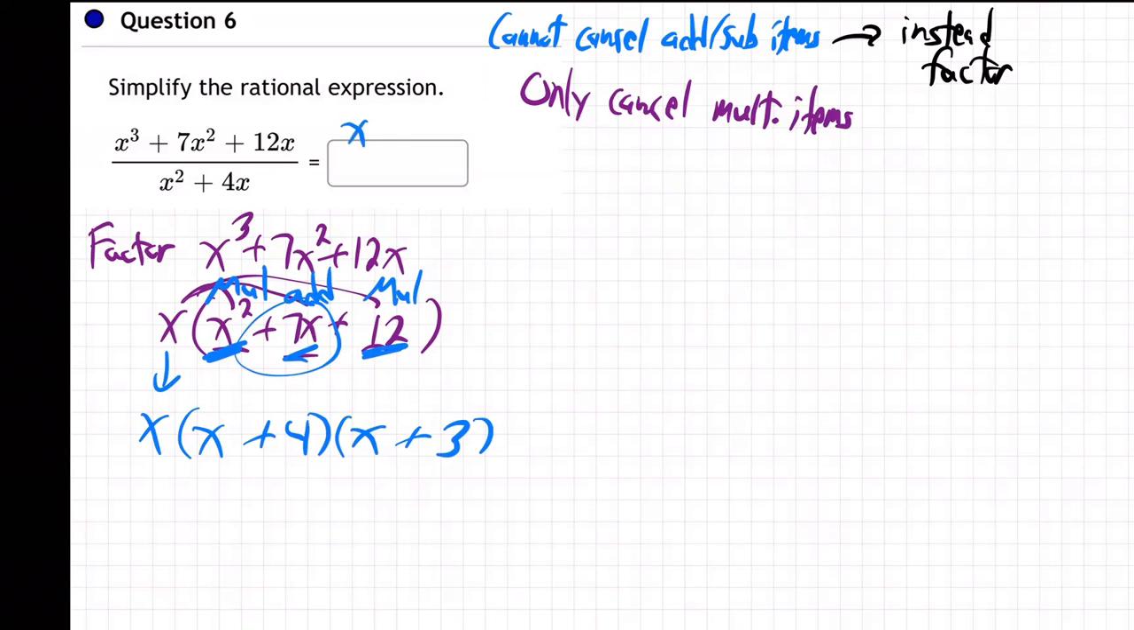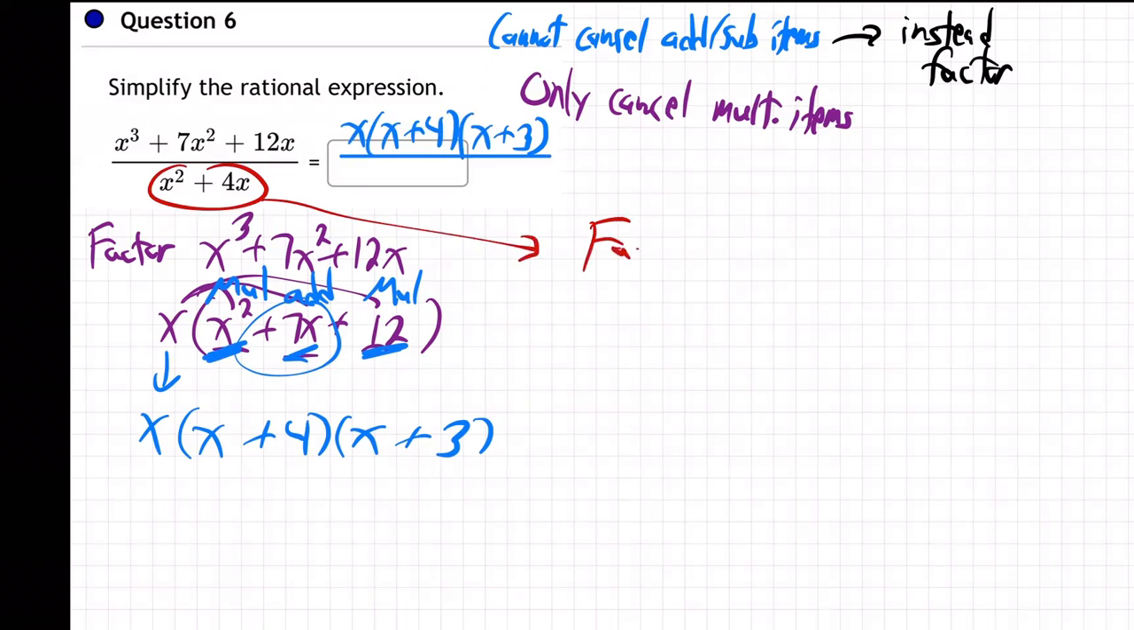Let me write that here. It's x times x plus 4 times x plus 3, all over. Now, what about the bottom? Grab that one, bring it over here. Well, actually, that one I can just factor right here. Just take out an x, right? Because x times x is x squared and x times 4 is 4. And you can't do any more.